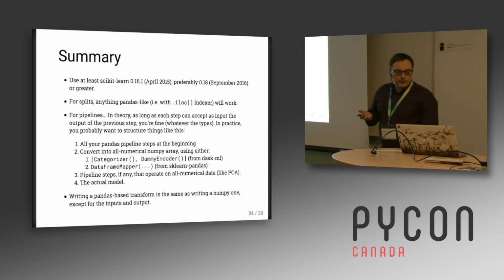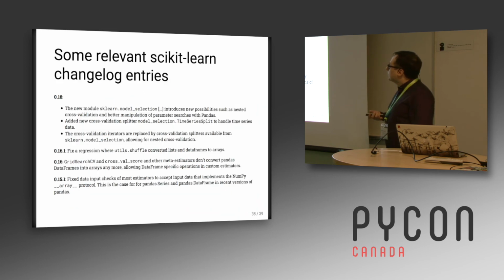For splits, anything pandas-like will work. For pipelines, in theory, as long as each step accepts the output of the previous one, you're fine. In practice, you'll probably want to put all your pandas transforms at the beginning, convert into an all-numerical numpy array, and then all numerical steps after that, PCA, etc., and then the actual model. And writing a pandas-based transform is pretty much the same as writing a numpy one, except for the input. So I won't go over the next few slides, but they're here for reference.